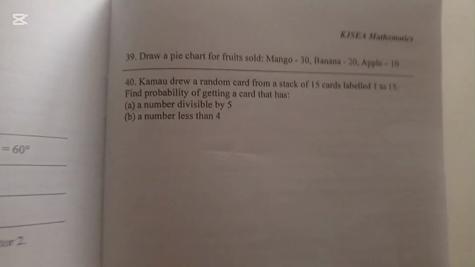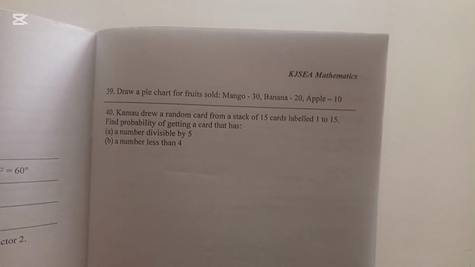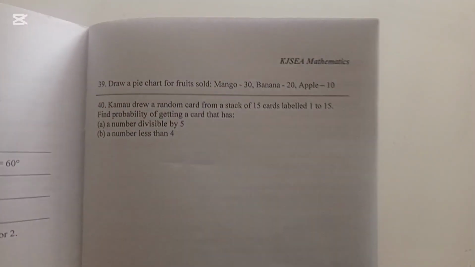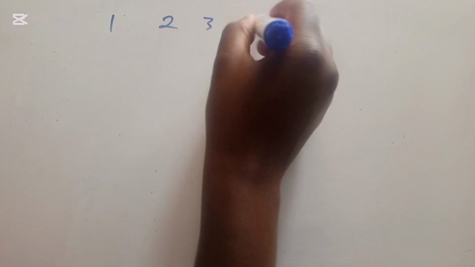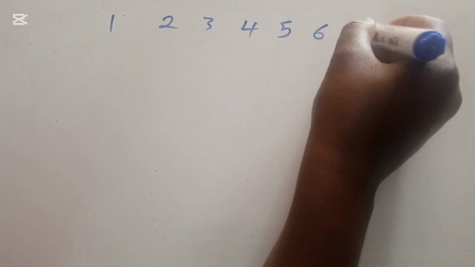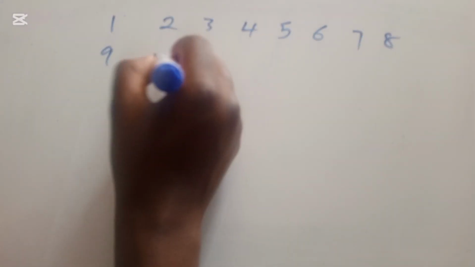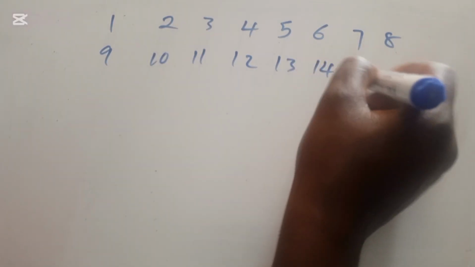So, question 40. Kamau drew a card from a stack of 15 cards labeled 1 to 15. Find the probability of getting a card that has a number divisible by 5. So, Kamau drew a number with these numbers 1, 2, 3, 4, 5, 6, 7, 8, 9, 10, 11, 12, 13, 14, 15.